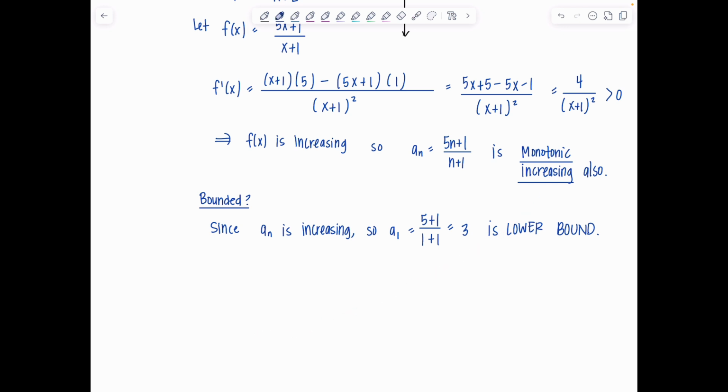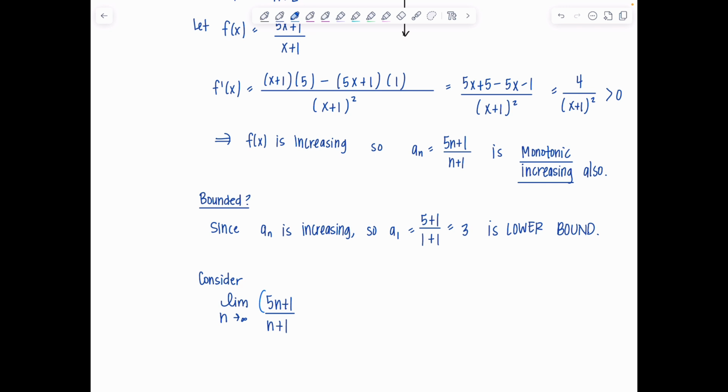I take a limit. So now I'm going to consider the limit as n goes to infinity of 5n plus 1 over n plus 1. And this is how you're always going to figure out if something's bounded. One of the bounds, once you know it's monotonic, either the upper bound if it's decreasing, or the lower bound if it's increasing, will be automatically given to you. And then to figure out whether it has the other bound, you would take a limit to infinity.